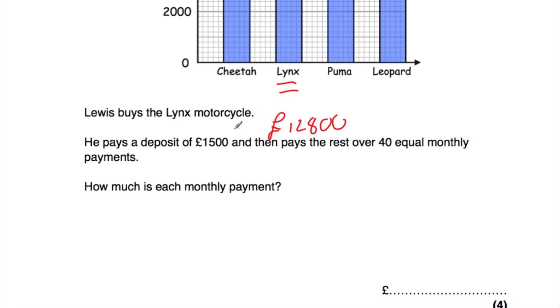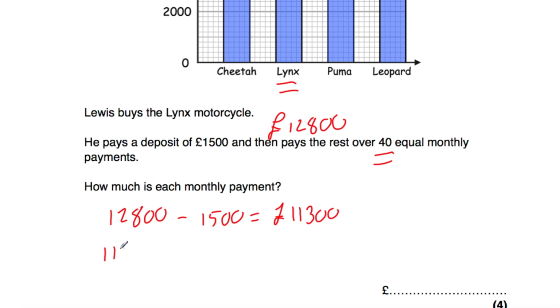So now Lewis pays a deposit of £1,500. So let's take that off the total price because he pays that deposit to begin with. So 12,800 take away 1,500 would be equal to £11,300. So that's how much he's got left to pay. And he pays that over 40 equal monthly payments. And we've been asked how much is each one of those monthly payments. So we just need to divide this by 40.